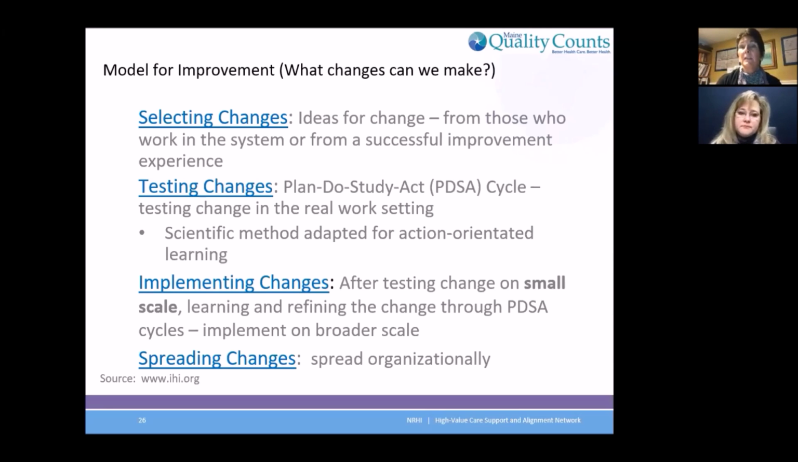Then we can use the PDSA, the Plan, Do, Study, Act cycle, to test those changes in our real world settings. I'll talk about PDSAs in a bit. You also can use PDSAs to not just test on a small scale, but also to implement your changes after the testing has shown itself to be successful and you want to scale up. So it's a simple but robust tool and way to think about improvement. And then, of course, we'd move to spread it organizationally, but not after first testing and then implementing.